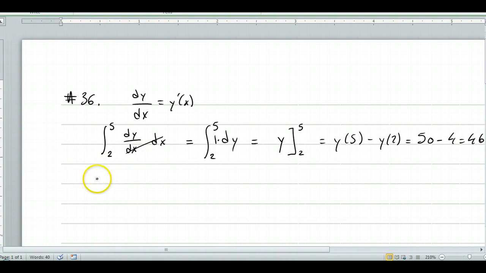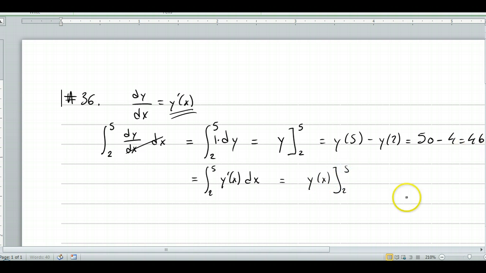Another way, if you replace dy/dx with notation, you have the integral from 2 to 5 of y prime of x dx. Well, another way of seeing this: y prime is the derivative of y, right? So the antiderivative of y prime is just y. So it's y of x between 2 and 5, and we get back to where we started.